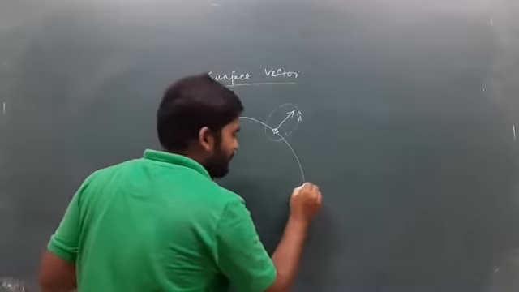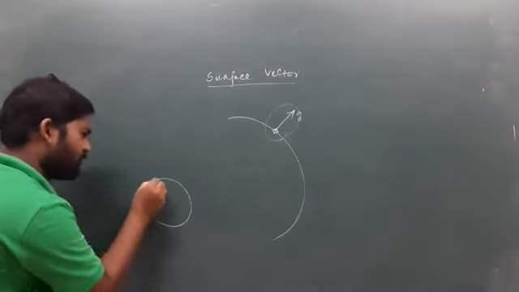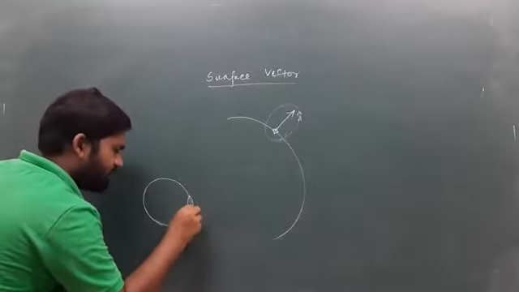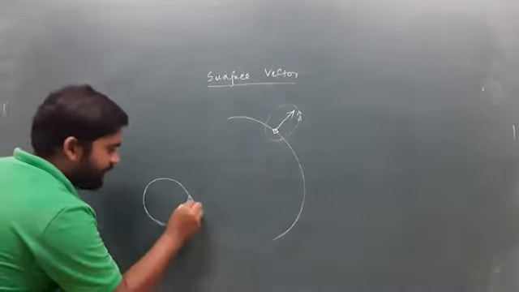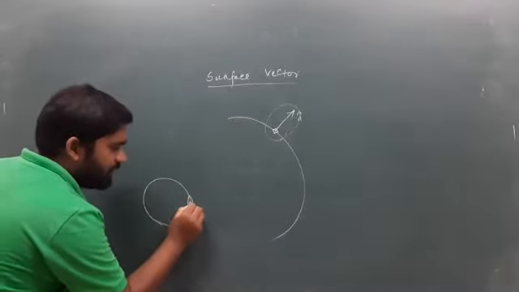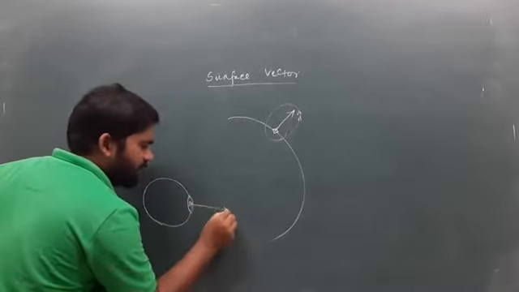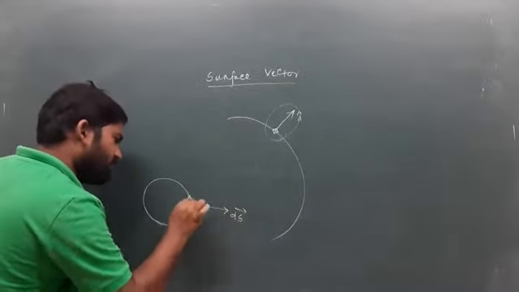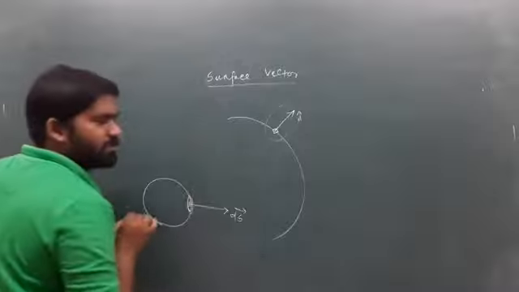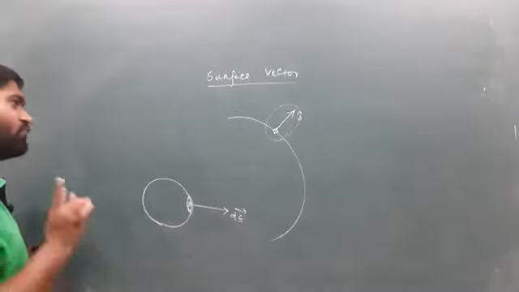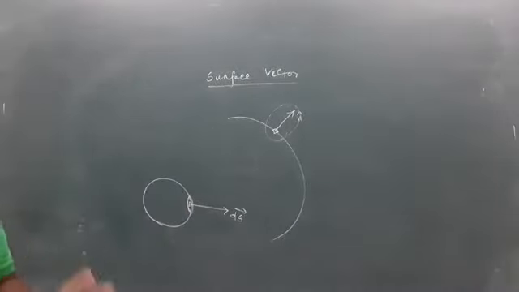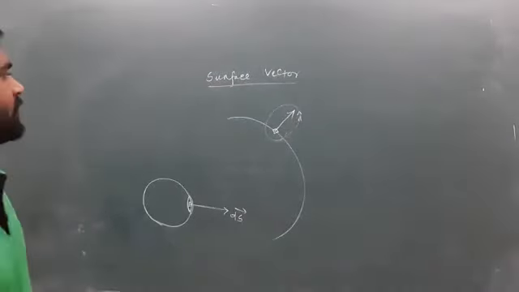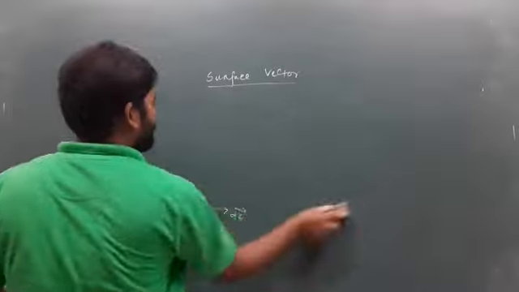Suppose this one is my sphere, and here I want to measure a surface vector. Simply I mark a small square here, and draw a perpendicular to that square. That will indicate the surface vector for this curve region. This is the surface vector. So that is the way to find the surface vector. Understand?